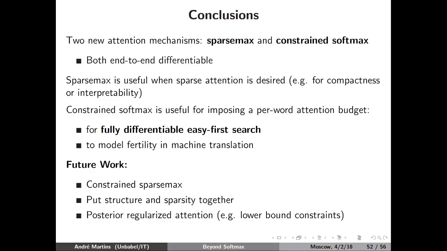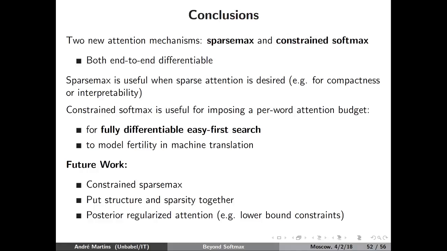We can use constrained Softmax for fully differentiable easy first search. We can also use it to model fertility in machine translation. This is what we are doing right now. So as future work, constrained Sparsemax is kind of a combination of these two. We need this already, so this is also something we are trying out.